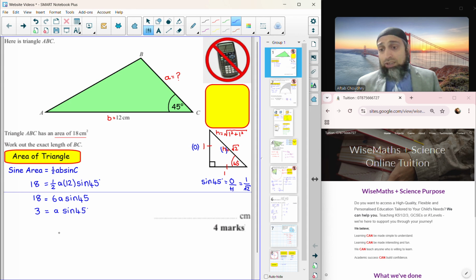Let's do a substitution over here. Therefore we have 3 is equal to a lots of 1 over root 2. Now the inverse of divide by root 2 is times by root 2. So our final answer works out to 3 lots of root 2, all in centimeters, is our value of a. And what we were searching for was BC, and we know that that is equal to a, and that is our final answer.